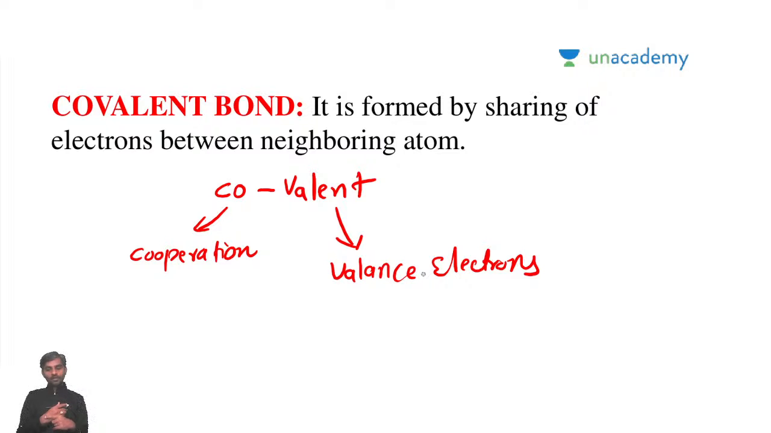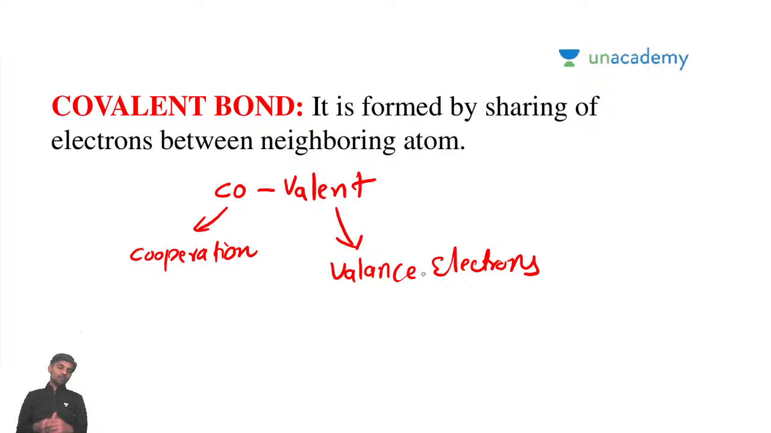In the case of a covalent bond, what happens, sir? There will be sharing of electrons by the neighboring atoms. A graphical representation of both the ionic bond and the covalent bond we'll try to discuss in tomorrow's class.